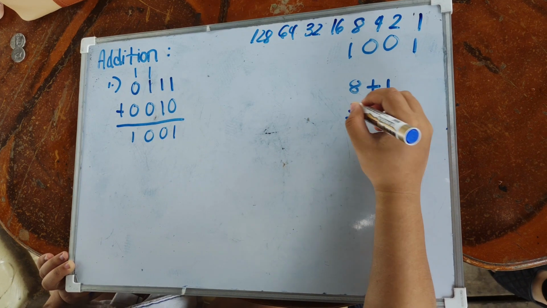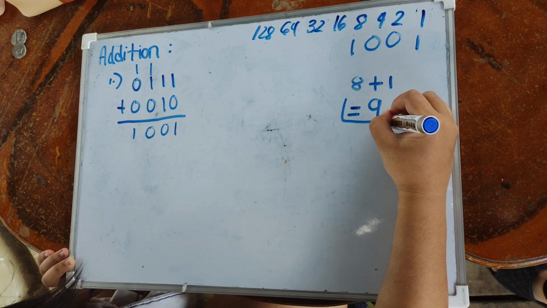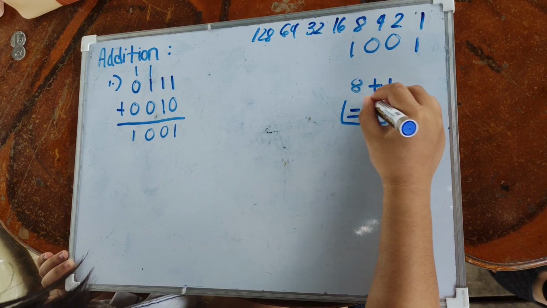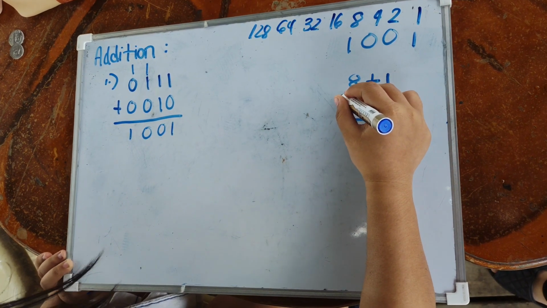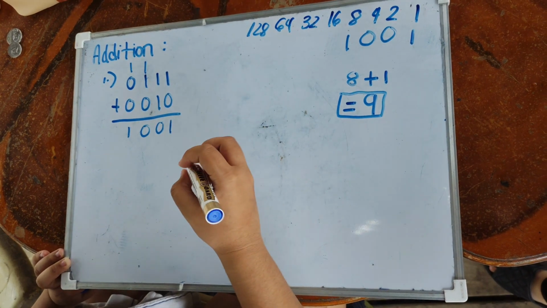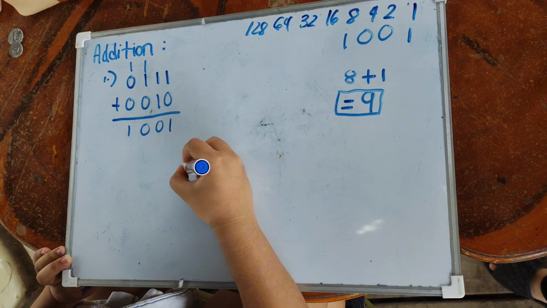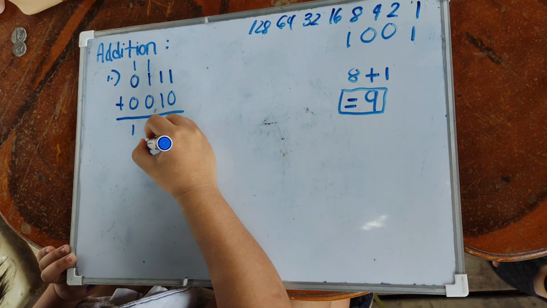We can also confirm this by checking the original values of the equation. 0, 1, 1, 1, which is equal to 4 plus 2 plus 1 is equal to 7, while 0, 0, 1, 0 is equal to 2. It's 7 plus 2, which equals 9.